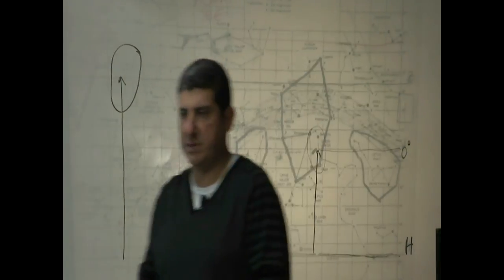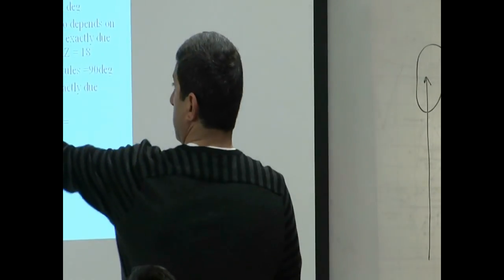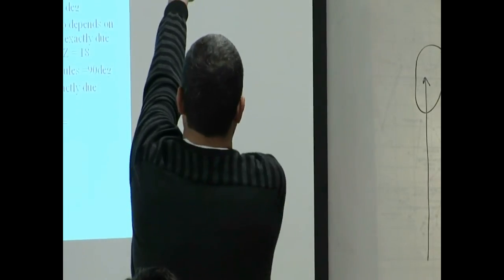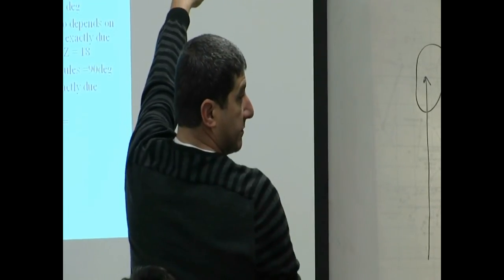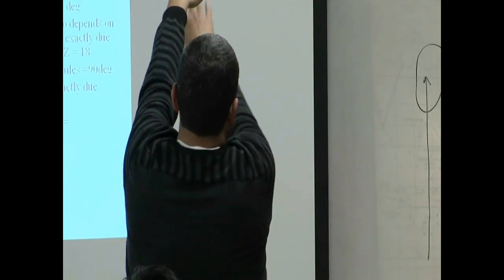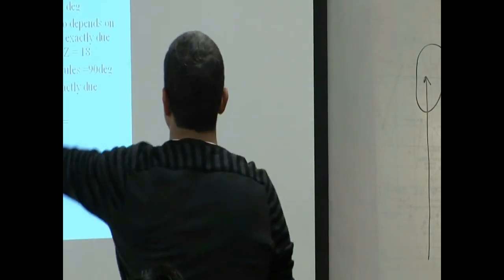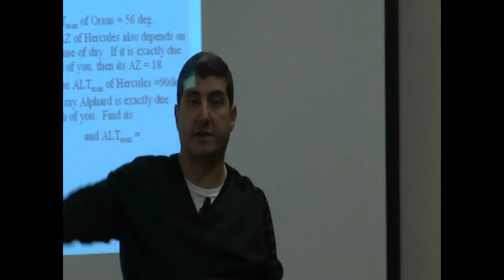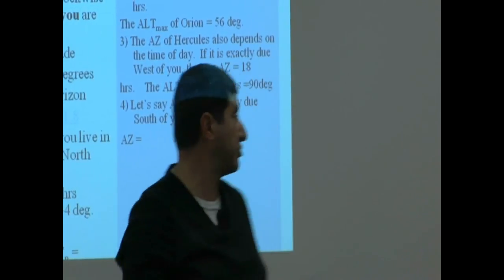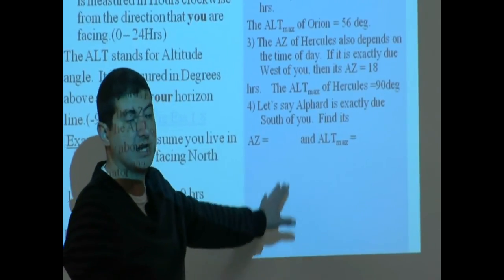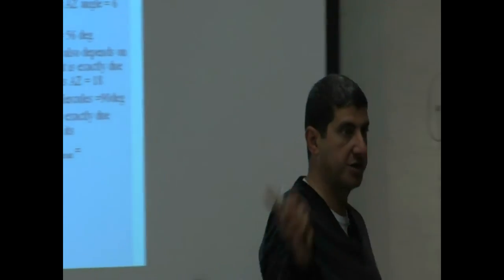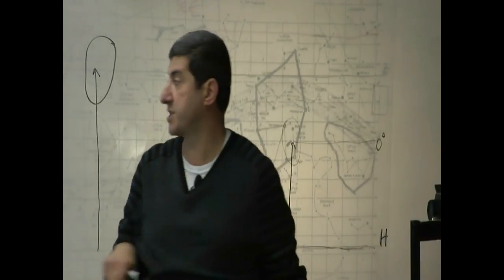So again, what does that mean? To find it, turn around. It's going to rise over there. At its greatest altitude, 47 degrees from your horizon. Then it's going to go like that. Okay? This topic of how they're rising and setting is leading us to the next page's lecture, which is talking about the rotation of the sky, the path of the stars across the sky.